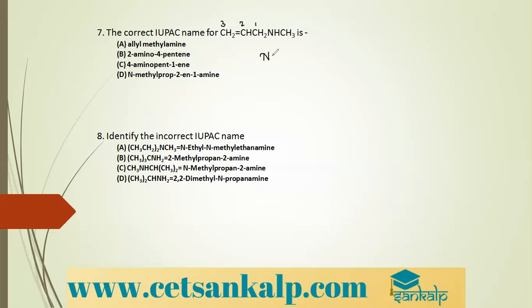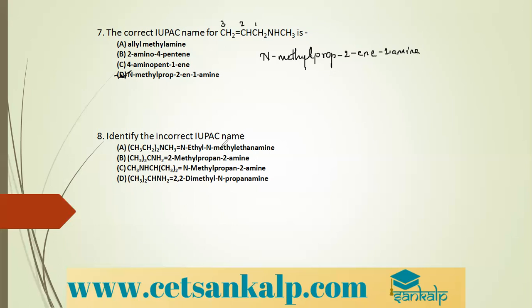So what is the name? N-methyl. Then there is a 3 carbon atom chain, therefore it is prop, and there is a double bond on the second position, so prop-2-ene, and we call it 1-amine. So N-methyl prop-2-ene-1-amine is the correct option. Okay. Then the amino term is used when you have a common name.